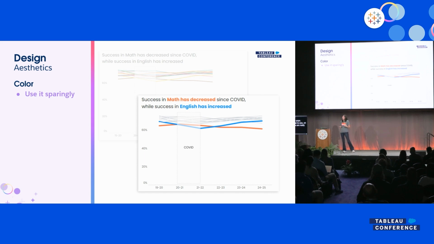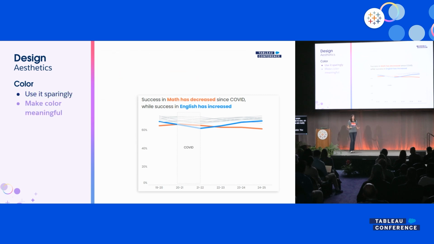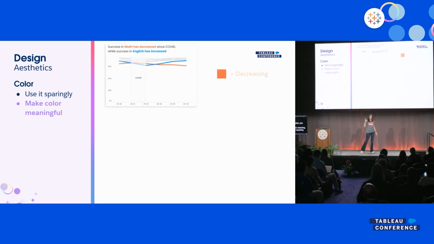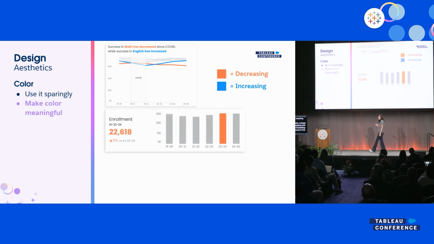And then once you use color, you have given it meaning. So when you do give color meaning, make sure you keep that meaning consistent. Because I told the user here, orange means something is decreasing, and blue means something is increasing. So I don't want to then turn around in this dashboard and do this and say enrollment's going up, but it's in orange. That's really confusing.